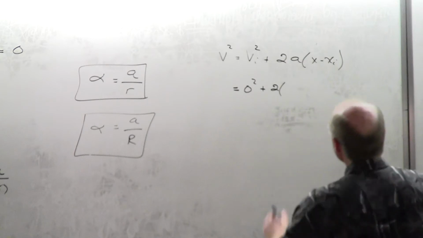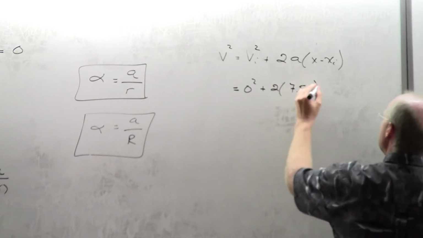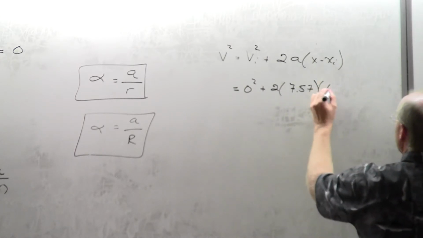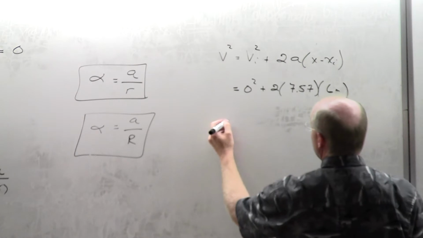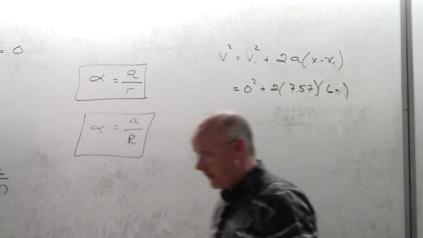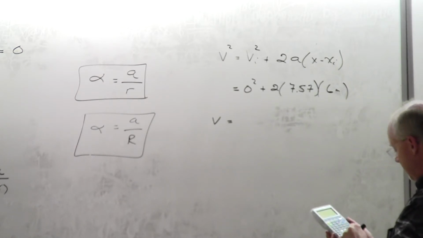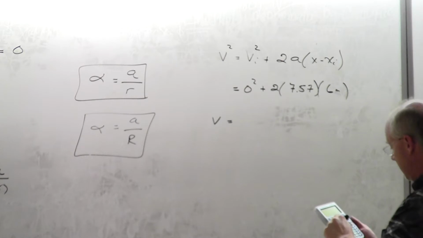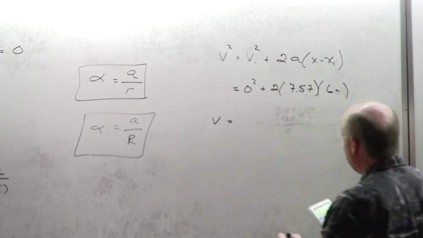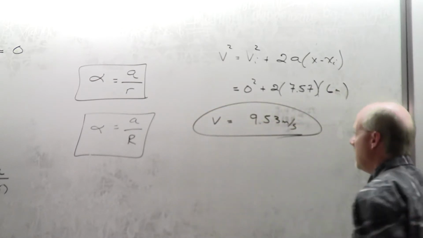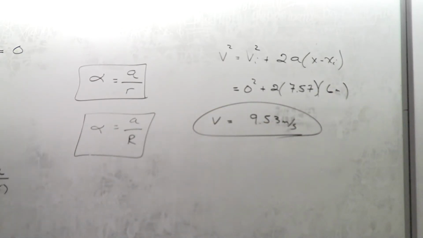So the acceleration is 7.57 and the distance is 6 meters. And now I can take the square root of all of that and get its speed here. So this is 2 times 7.57 times 6 equals, and take the square root of all of that. And we're looking at 9.53 meters per second then for the speed when it finally gets to the bottom. So that's the 3 steps that we are asked to do.